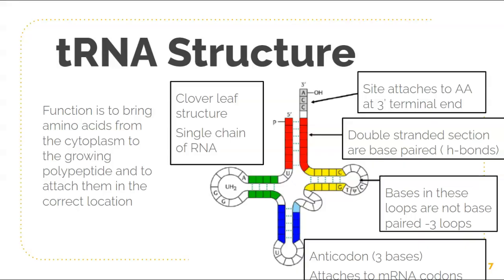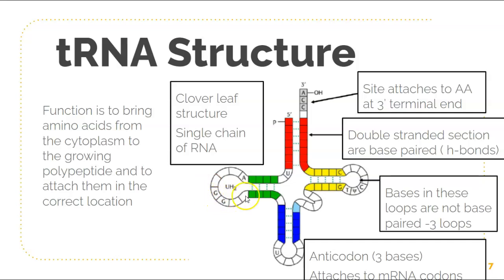Once we're through in the nucleus, we move out into the cell itself and we move into ribosomes. The type of RNA that we're now focusing on is tRNA. The function of tRNA is just to bring amino acids to this ribosome so that we can continue to build and grow a polypeptide in the correct location.